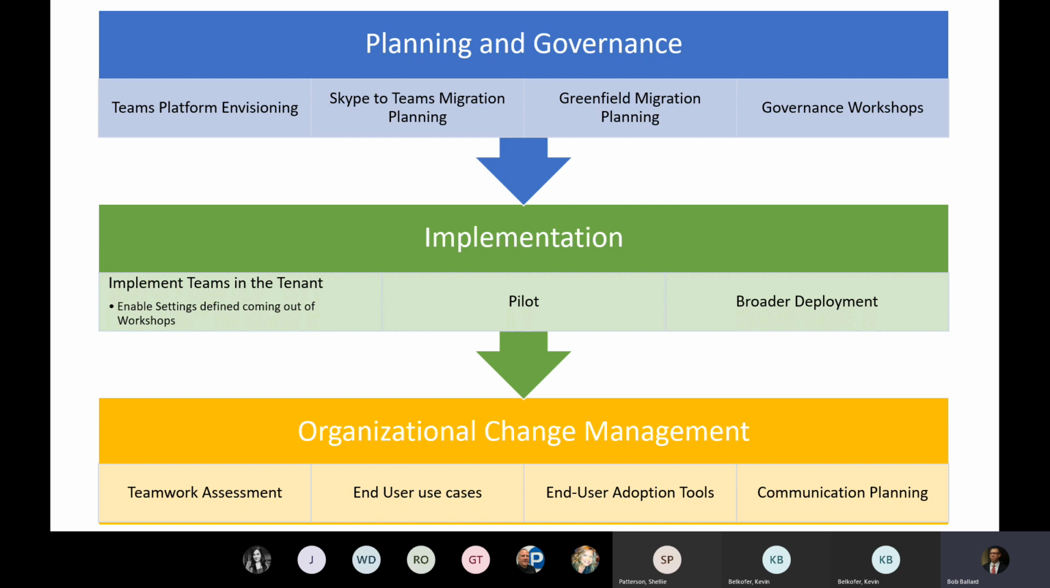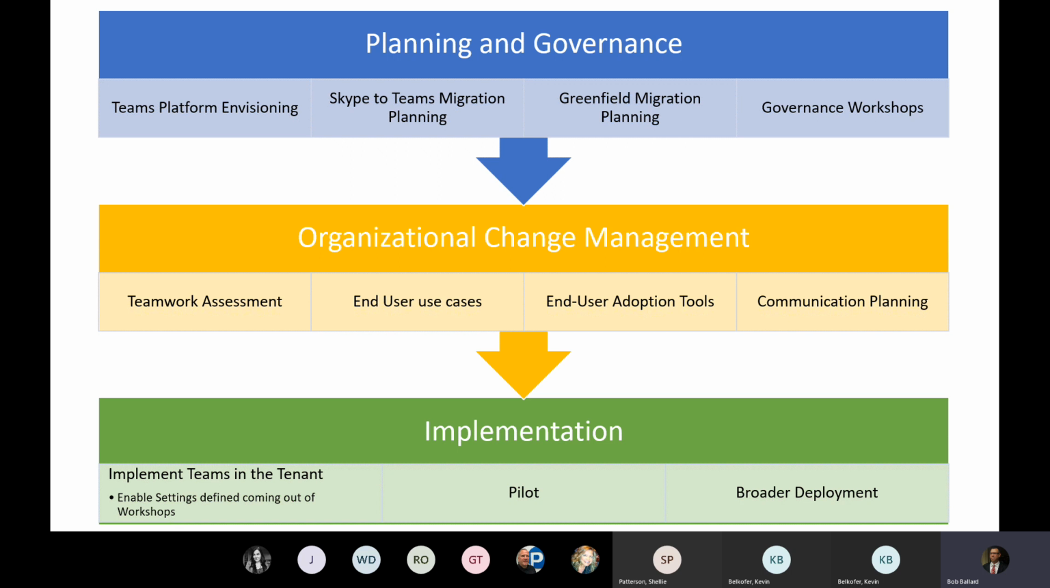organizational change management. So quickly, just to build it out for a second, I'll move it up so it's a little easier to see. The point is we can go from planning and governance, do the organizational change management, and then implementation, or the other way around. But there are things like teamwork assessment. Forget about the product. How are people in your organization working together in teams today? Look at those end user use cases and develop them, right? So that you understand how they're going to be used.